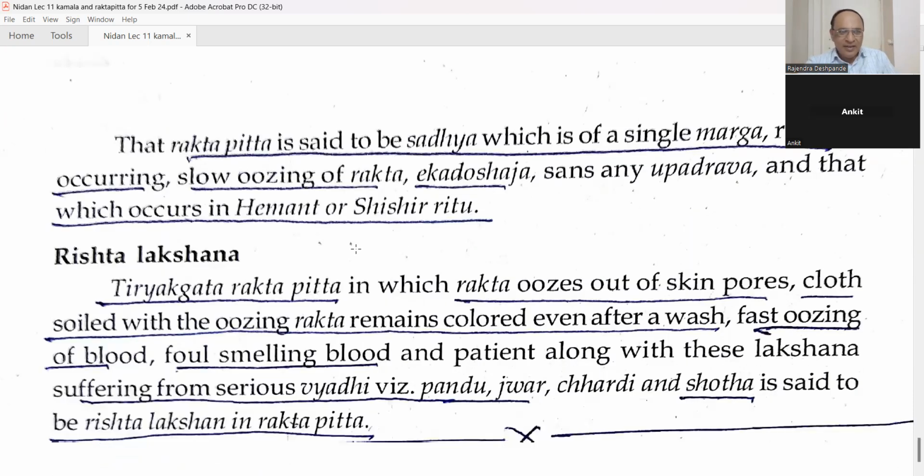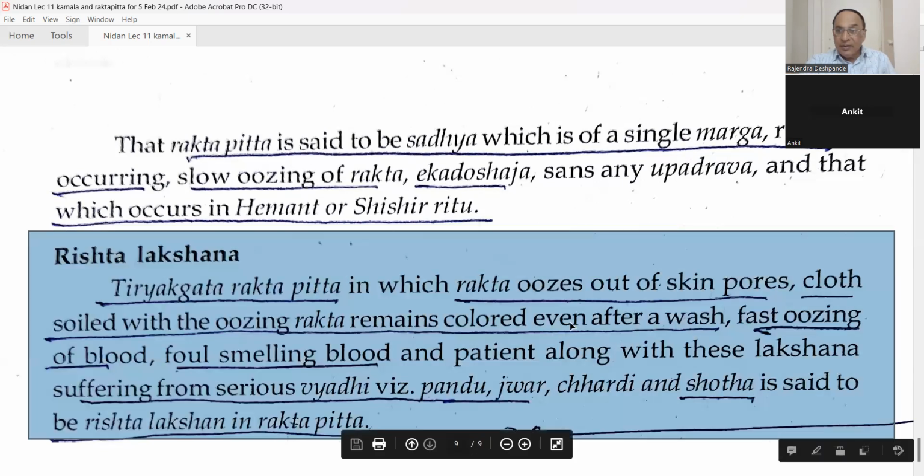Okay. Then Rishta Lakshana, very interesting. Charak Indriya Sthan, Rishta Lakshana, bad prognosis. Tiryaga Raktapitta, in which Rakta oozes out from the skin pores, and the cloth soiled with the oozing Rakta remains stained. I will mark it for you. We are at the last. That staining with the blood, that stain cannot be washed. Even after washing, that permanent blot will not go.